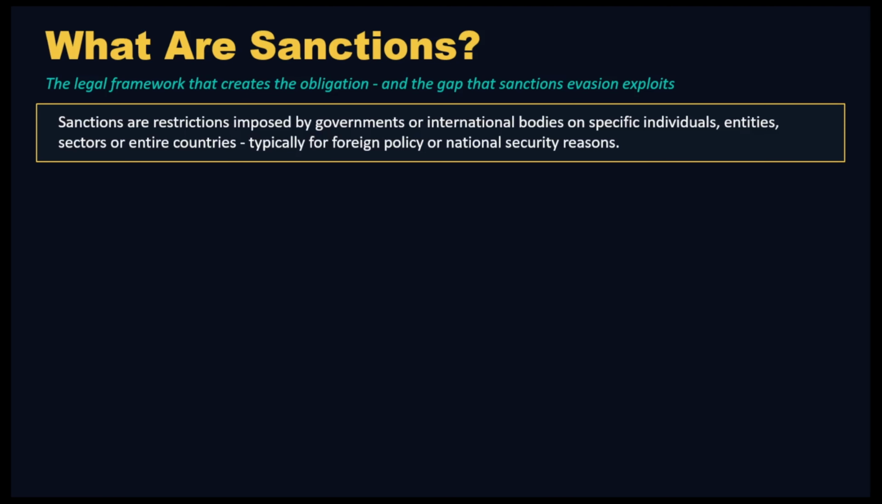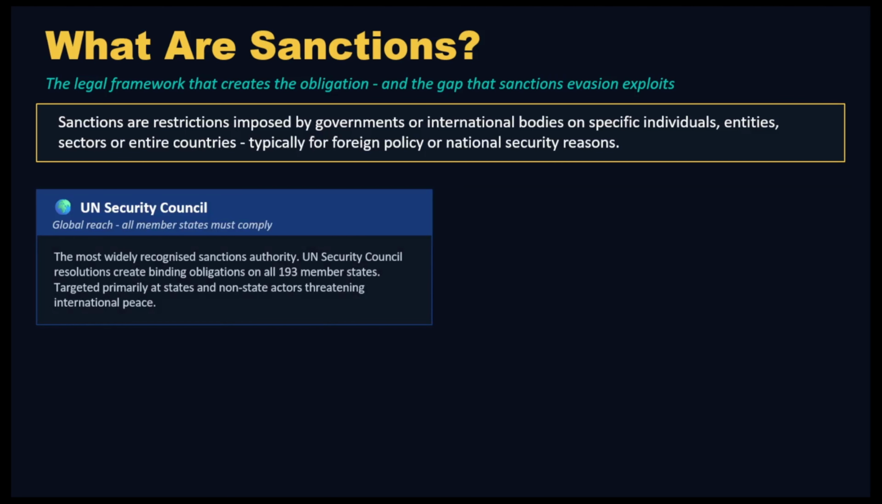The four main sanctions authorities you need to know are, first, the UN Security Council. It has a global reach. All 193 member states must comply with it. It is targeted primarily at states and non-state actors threatening international peace.